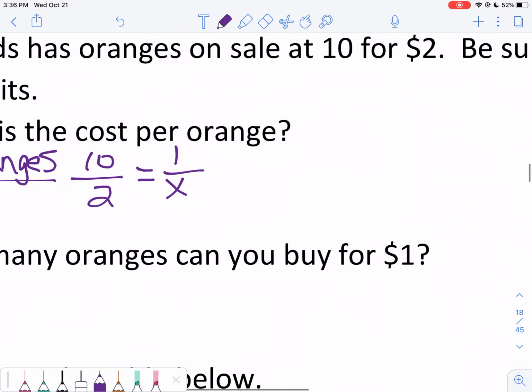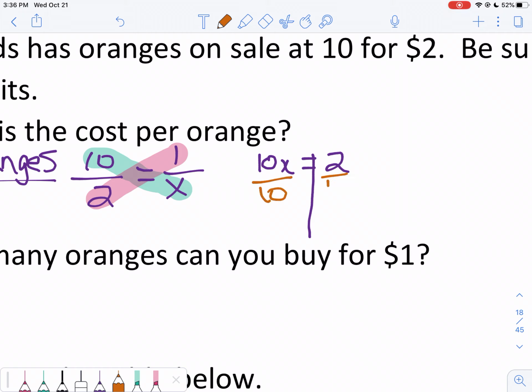So if we do some cross multiplying here, 10 times x would give us 10x. 2 times 1 is 2. Divide both sides by 10. Now look, this is 2 divided by 10, not 10 divided by 2. The answer is not 5.